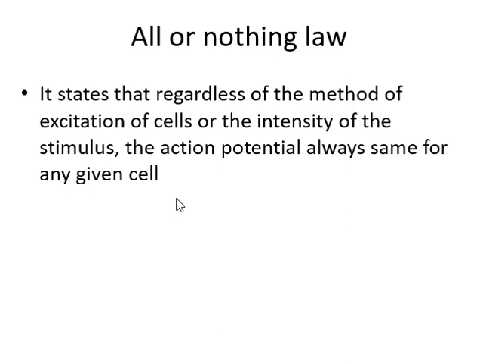An example of the all or nothing law: the resting potential of the neuronal membrane is -70 millivolts and the threshold for the action potential is -55 millivolts. If the stimulation depolarizes the membrane to -65 millivolts, the action potential will not occur, as it has not passed the threshold.